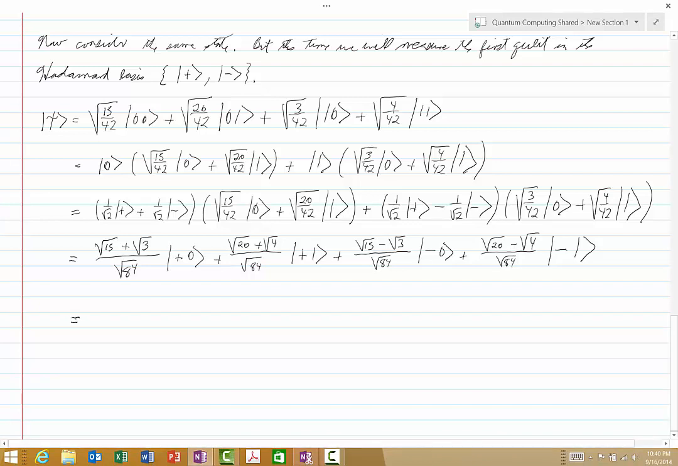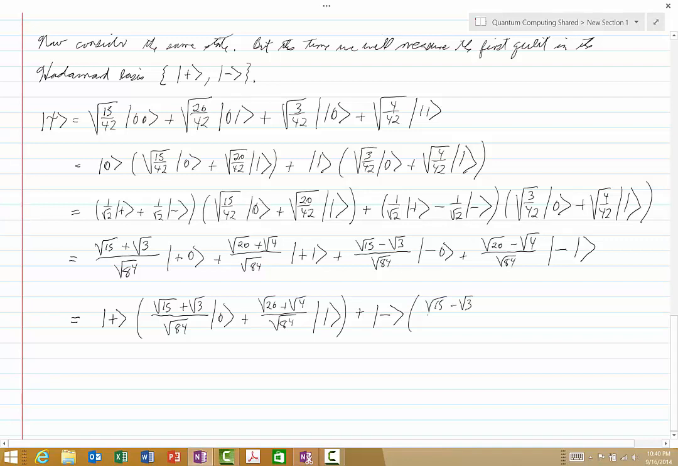And now let's split out the plus and the minus, so we get plus times the square root of 15 plus the square root of 3 over the square root of 84, 0 plus square root of 20 plus the square root of 4 over the square root of 84, 1, plus minus times the square root of 15 minus square root of 3 over the square root of 84, 0 plus square root of 20 minus square root of 4 over square root of 84, 1.